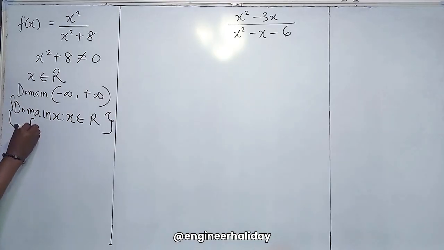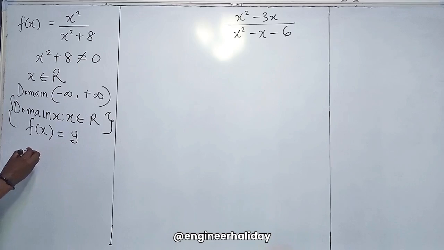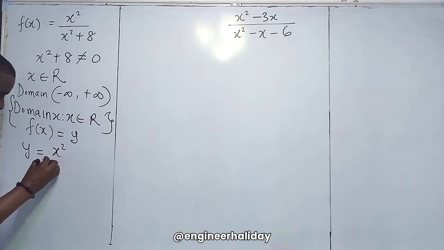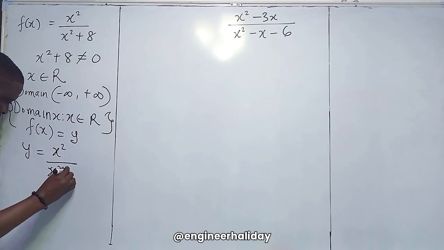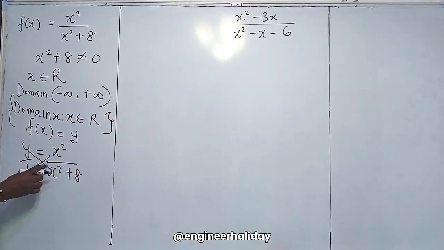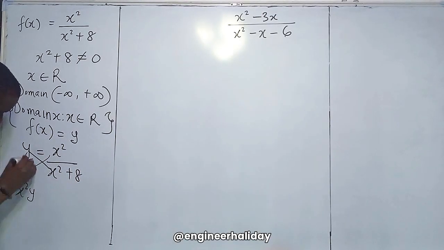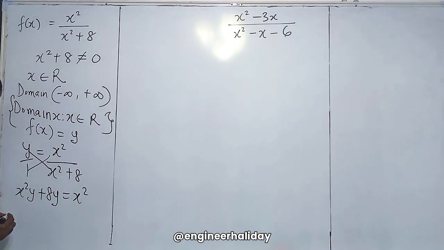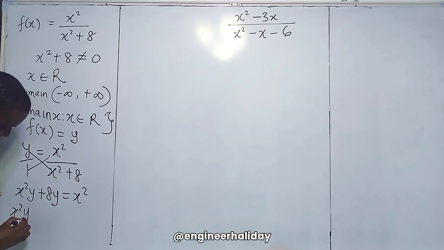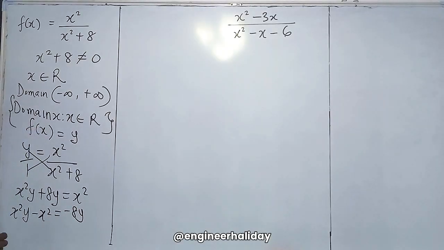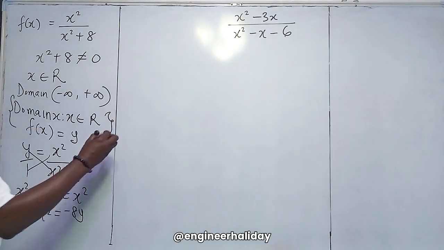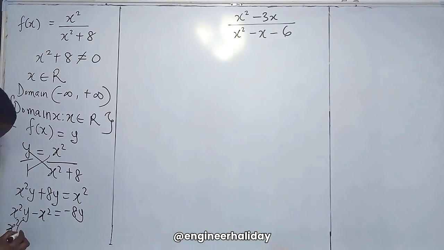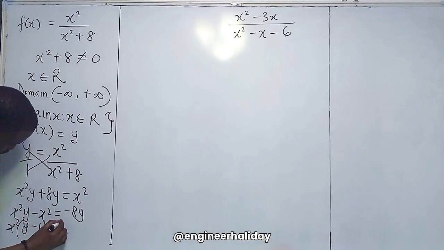Now, having done that, the next thing is to find the range. In looking for the range, f of x is equal to y. Therefore, y equals x squared over x squared plus 8. We cross multiply. So what I want to have now is x squared y plus 8y equals x squared. If we make x the subject of the formula, we collect like terms: minus x squared, this will come here, minus 8. Let me say x squared is common: x squared times y minus 1 equals minus 8y.